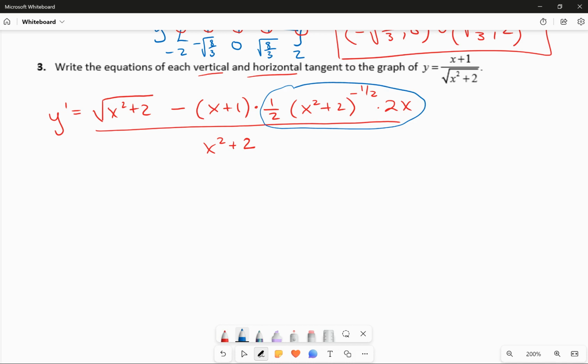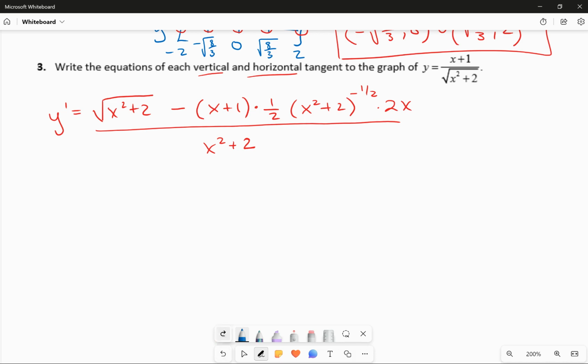So you have the 1/2 from the square root, keep the inside the same, to the negative 1/2 times the derivative of the inside. And then the denominator is low low, or the denominator squared. And since the denominator is a square root function, squaring it just eliminates the square root. Okay, so now we're going to clean this up, because we want to use this to find when the tangent, or the derivative, is 0 or undefined.